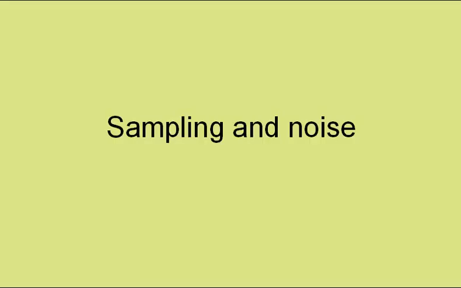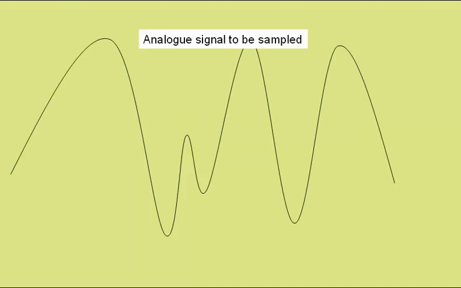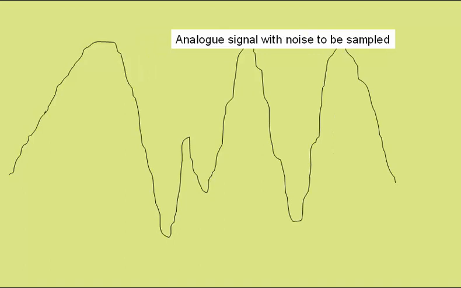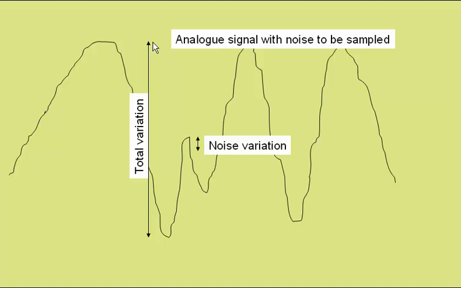Sampling and noise. Here we have an analog signal to be sampled, but in reality every signal will have noise on top of it. If this is the total variation of the actual signal from the minimum value to the maximum value, the noise might vary by this much.